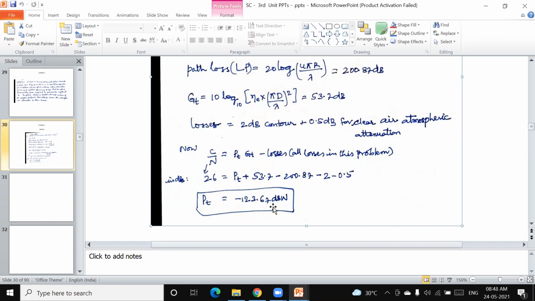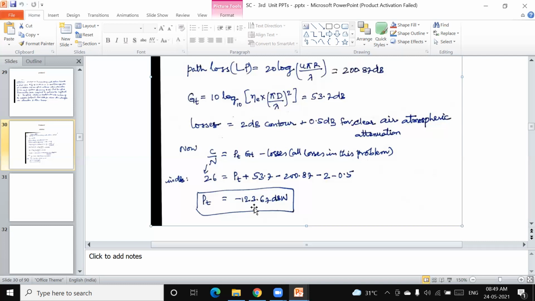Till now, what we discussed is the third unit, the satellite link design, going through the syllabus contents. The basic transmission theory we have studied, and system noise temperature and G/T ratio. Design of uplink and downlink, and the complete link design we also covered. And the design of satellite links for a specified C/N, which is 26 dB in this problem. For that, the PT has to be minus 123.67.